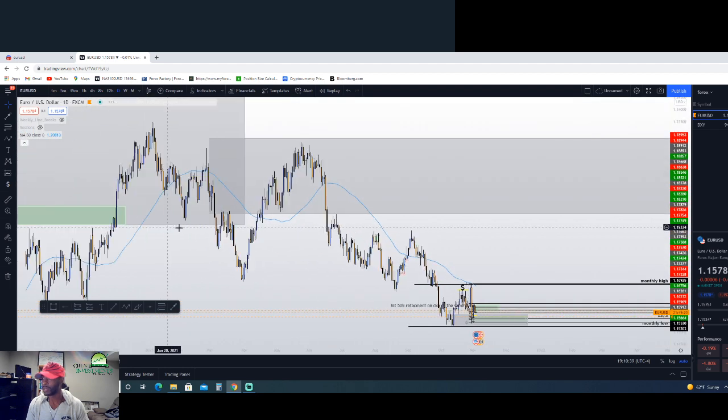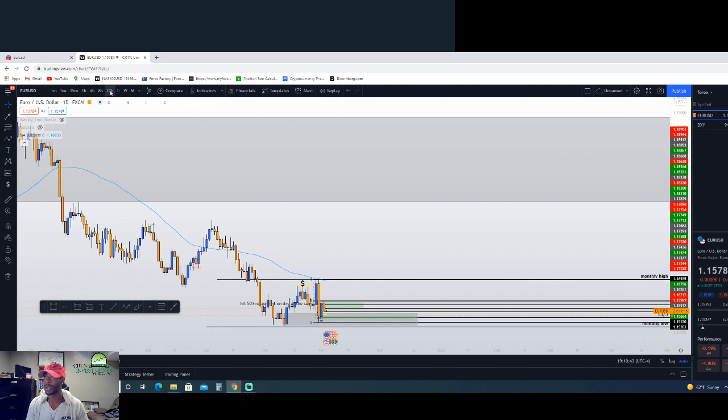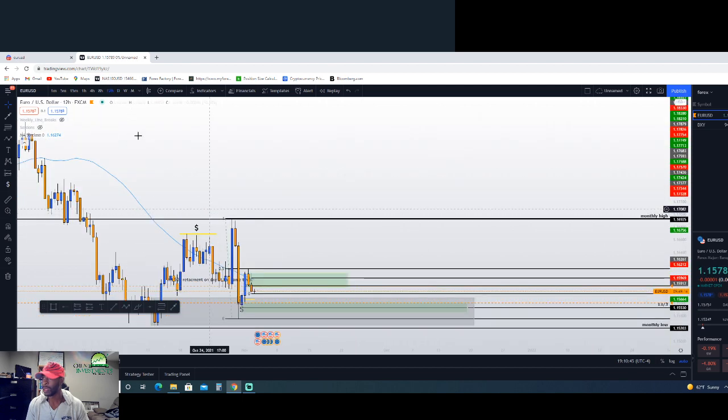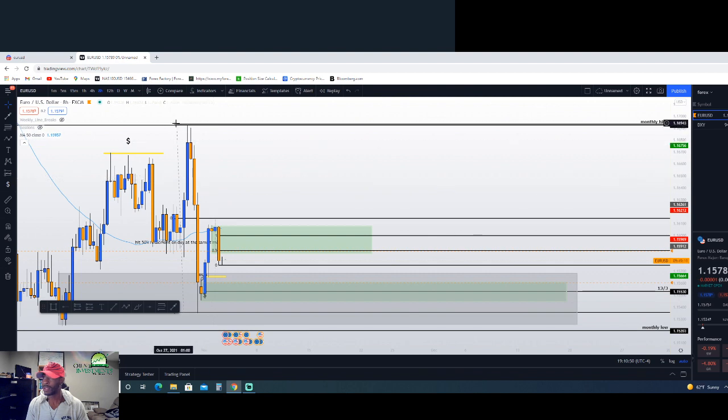But essentially, like I said, we're short term on this. But I did want to see some kind of reaction out of that daily order block. So, knowing that, what I did was I seen this swing high to swing low, so I went ahead and drew a fib.